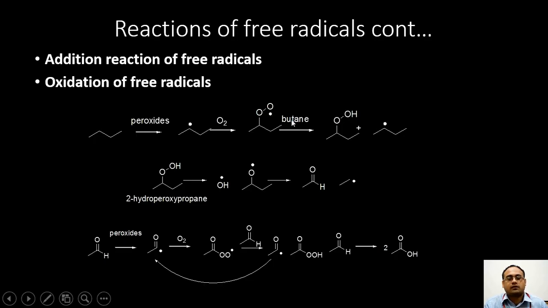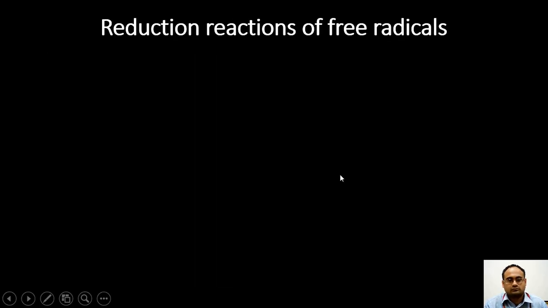This molecule can then further react with butane to give us the butyl radical. In effect, this butane has got oxidized and the reaction will keep on continuing. As long as oxygen is available, the alkane will get oxidized even in the presence of a small amount of peroxide. Similarly, this reaction can be exemplified where the peroxide is breaking to give us the hydroxyl and the alkoxyl radical. This is then losing a hydrogen from here to give us the aldehyde and the alkyl radical.